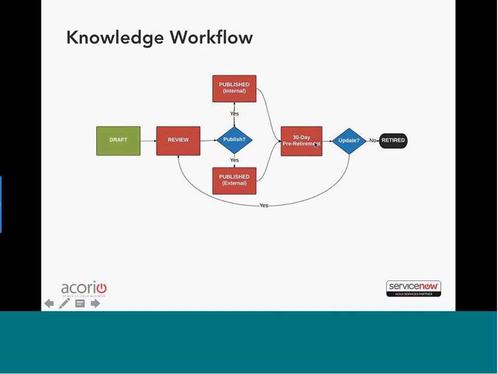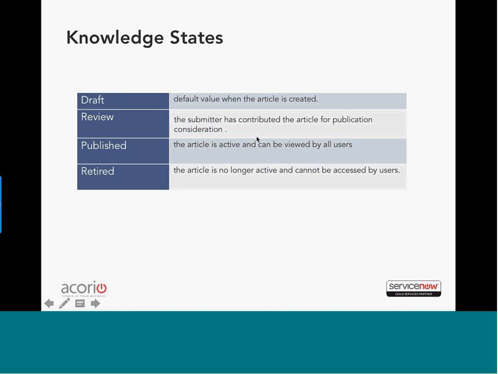And then the knowledge manager makes the decision if the article will be retired or not. If it will be retired, then it goes to the retired module. If not, then it goes back to draft. So it has to go through the iteration again of getting reviewed, and then it goes in a loop.